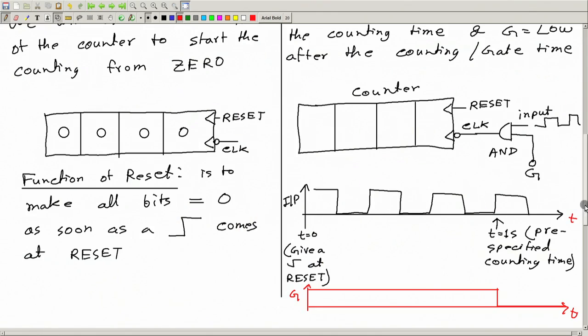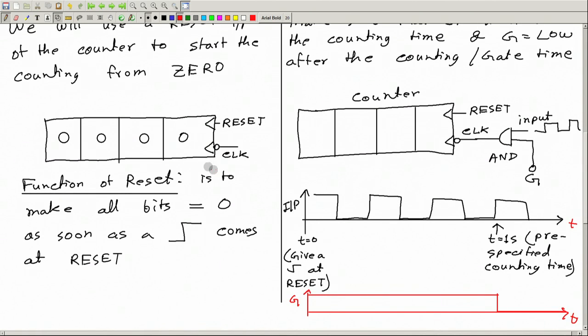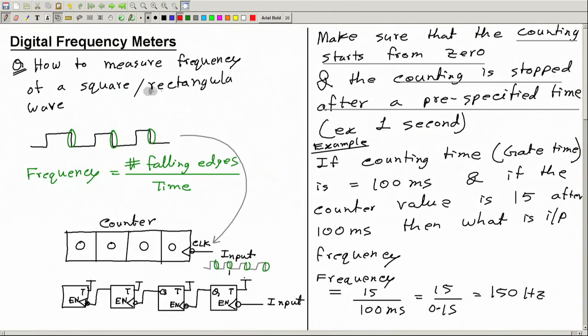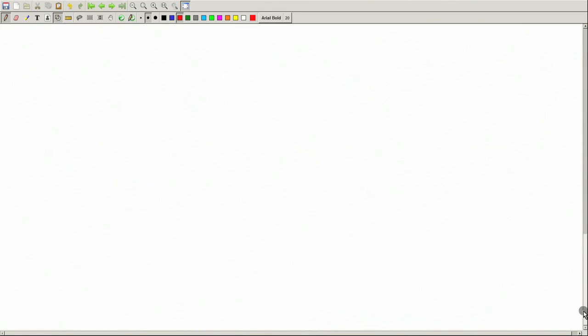In our last class we studied the digital frequency meter, which can measure the frequency of a square wave. The input was a square wave applied to the clock input of a counter. That is how it works. So, that was measuring the frequency of a square or rectangular wave. Now, let us ask a more general question.